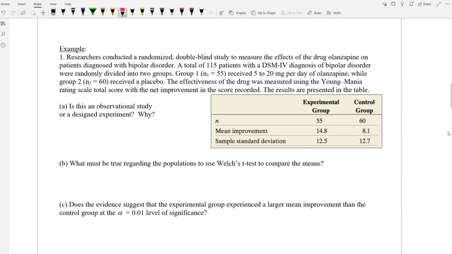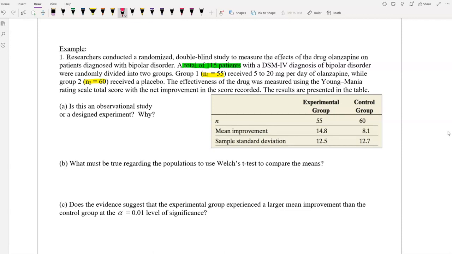Example: researchers conducted a randomized double-blind study to measure the effects of a drug on patients. Here we have 115 patients total. They divided these patients into two groups. Group 1 received 5 to 20 milligrams per day of olanzapine. With group 2, we have 60 patients. They received placebo.